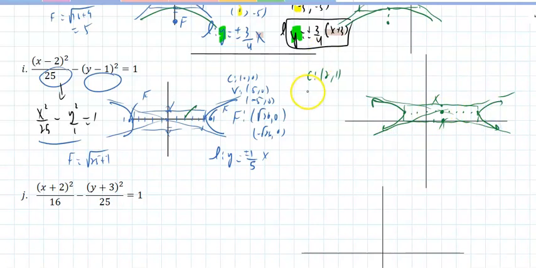Okay. Now I need to label the vertices, the foci. I noticed the foci was a bit to the right and a bit to the left. There it is.